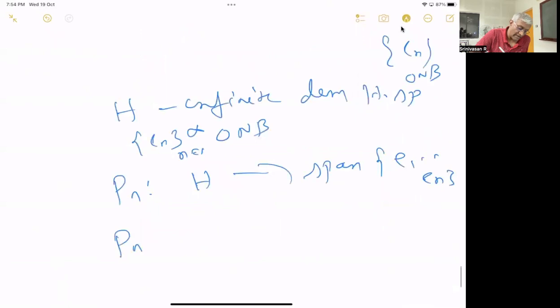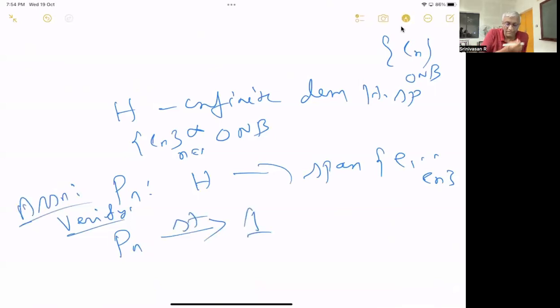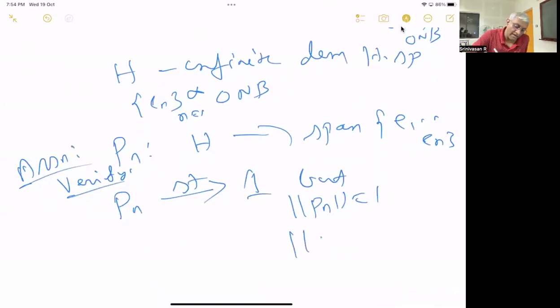Then verify, this is an exercise. Maybe I will write it as an assignment, this is important. Third assignment; three assignments I have given. Verify that Pn converges to identity strongly. That is clear. But norm Pn equals 1, so Pn minus 1 does not go to 0.